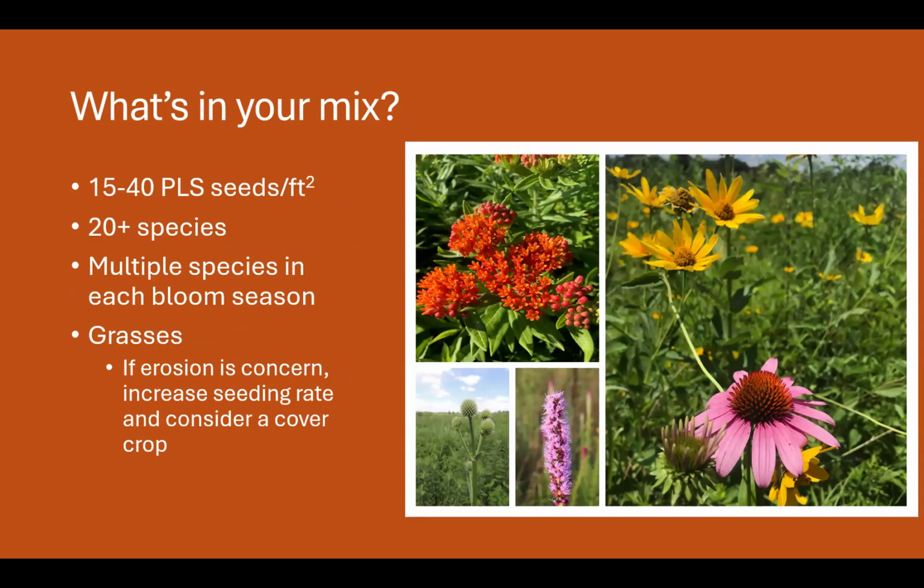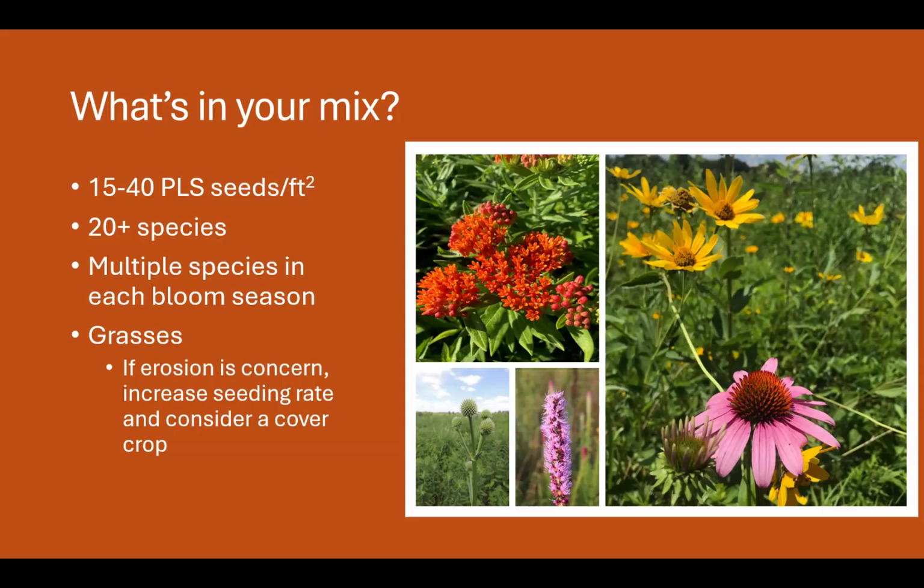So what's in your mix? Generally, we tend to plant these in terms of seeds per square foot, and that ranges anywhere between 15 to 40 pure live seeds per square foot. These forbs' seeds are very different in their sizes and shapes, and so 5 pounds per acre of one mix may not be 5 pounds per acre in another mix. So that's why we generally design these in pure live seed, or seeds per square foot, sorry.